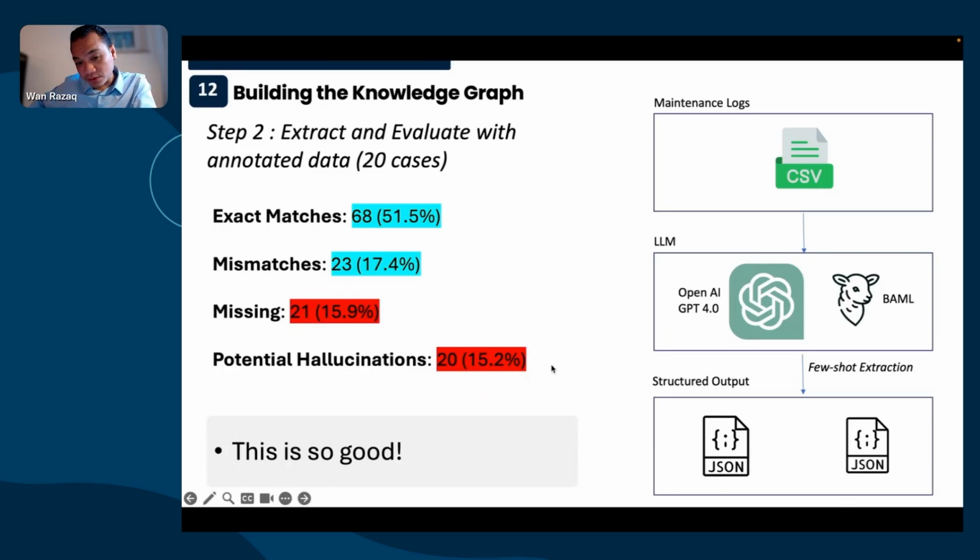But when it comes to the potential hallucinations, after I dug deeper, it turns out that the LLM was actually even better in extracting the knowledge than the human annotations. So yeah, this is really good.